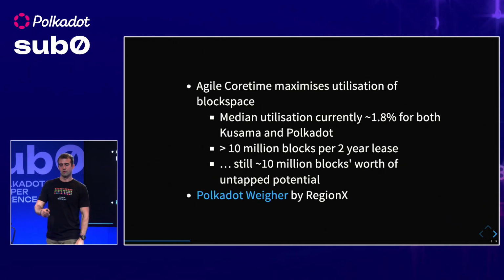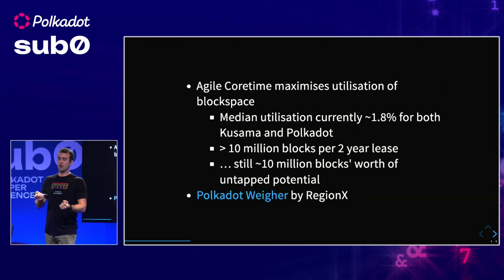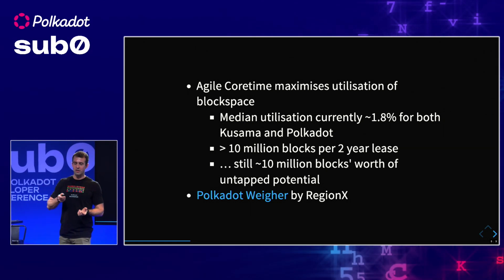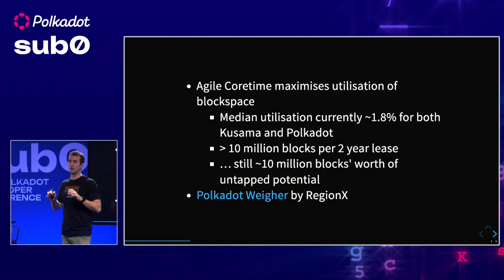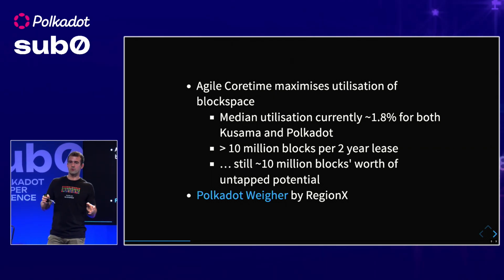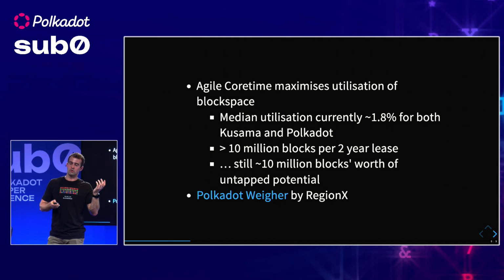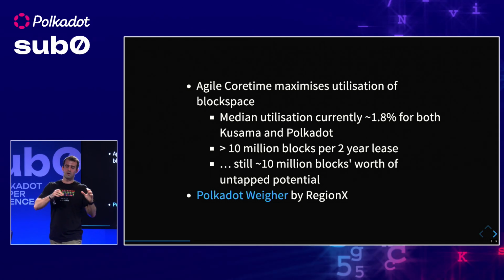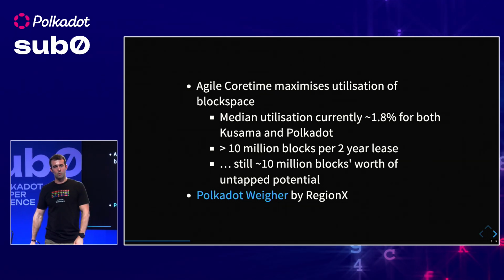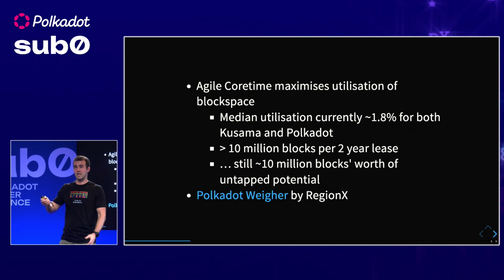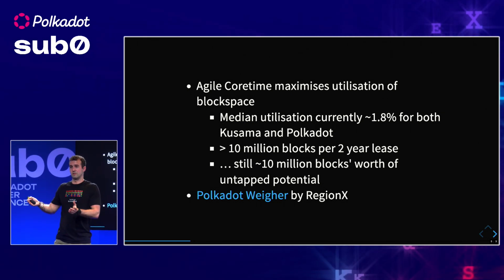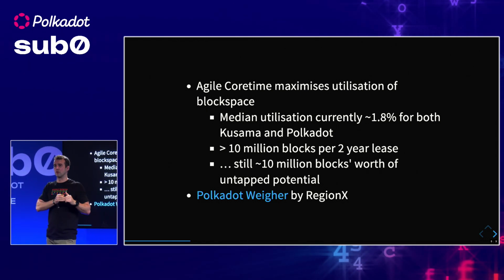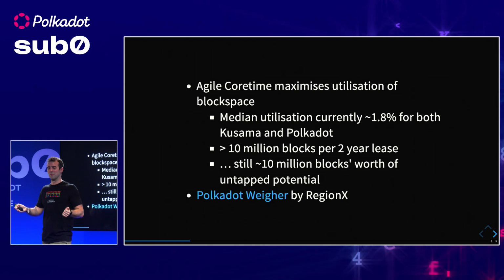I'm just going to take a step back, because this is something I wanted to say. To put a number on the lost opportunity, the median utilization of Kusama and Polkadot both sits at about 1.8%. And if you look at the mean, Kusama is more like 13%. But if we go for the median, then, and these numbers are obviously just thumb to the wind, you have more than 10 million blocks in a given 2-year lease. In reality, these are the leases that we end up with. And when you take away that 1.8% utilization, you still have 10 million blocks' worth of untapped potential.